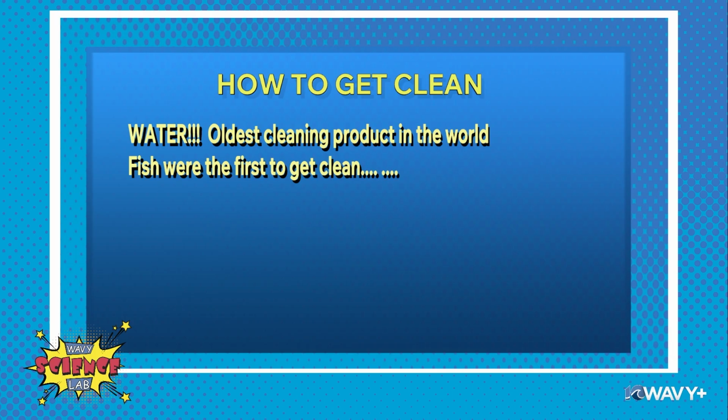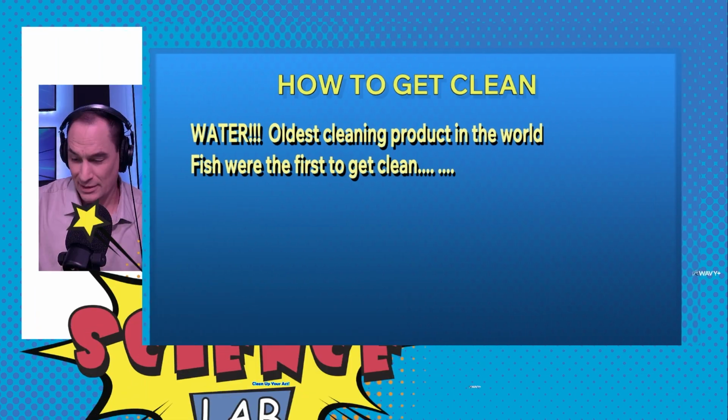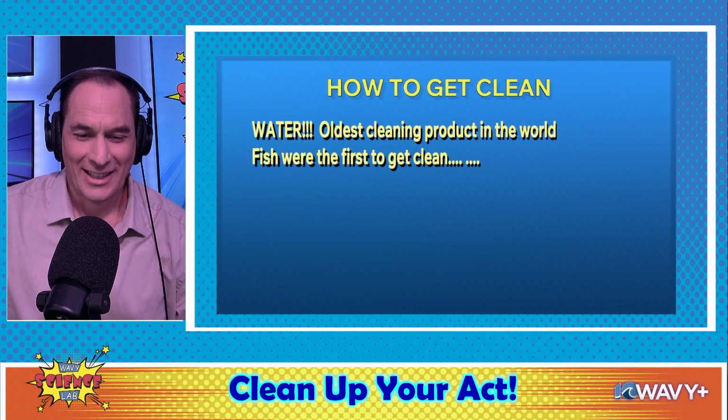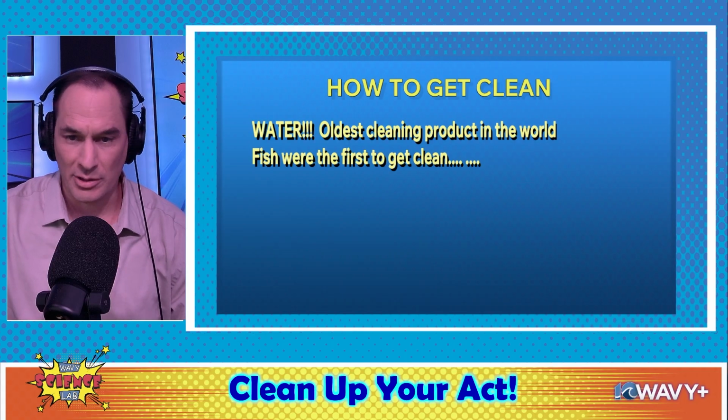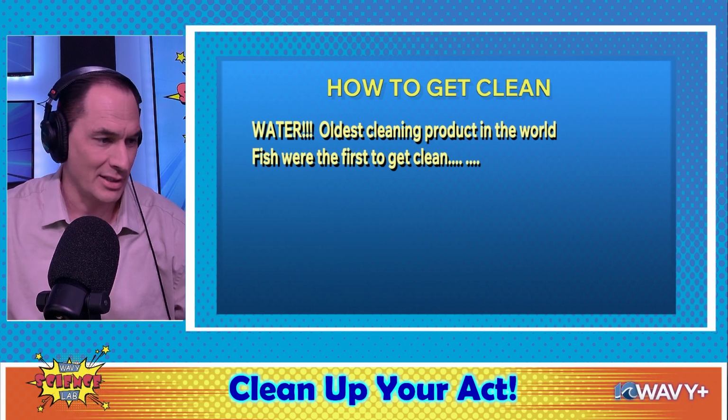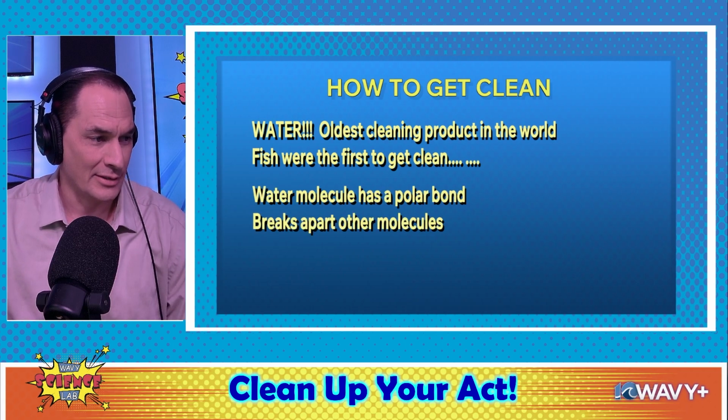And, of course, the first part of chemistry is water, because that's what a lot of people use to clean. Oldest cleaning product in the world that I am aware of. Fish were the first to get clean. That's technically correct, I think. All right, so water, that's what we use to clean. But of course, through time, they've developed many different products to add to water.